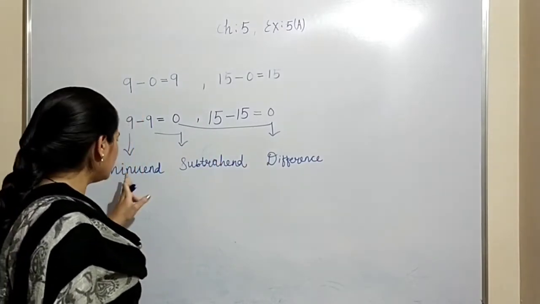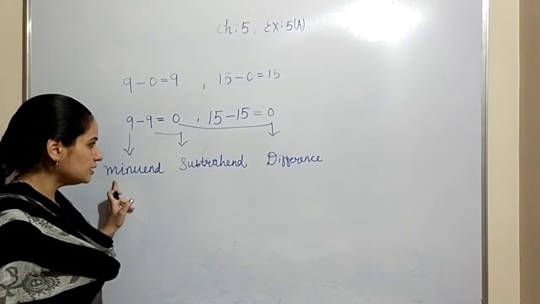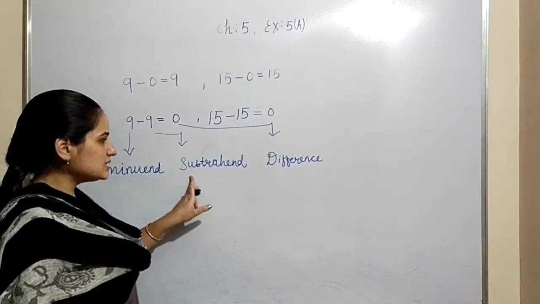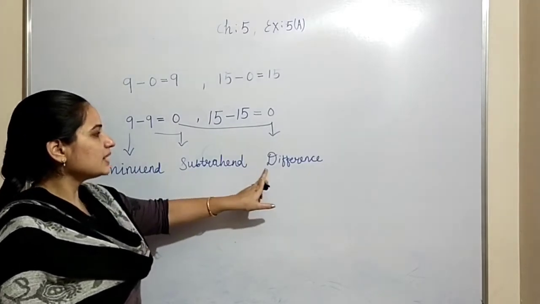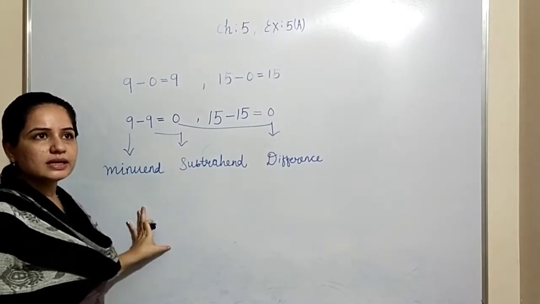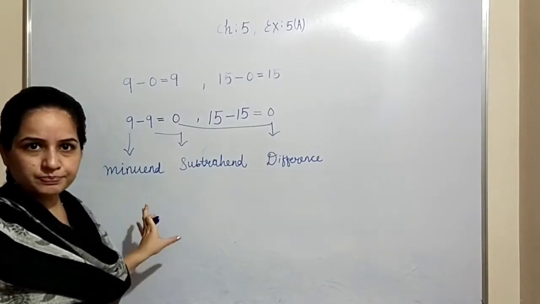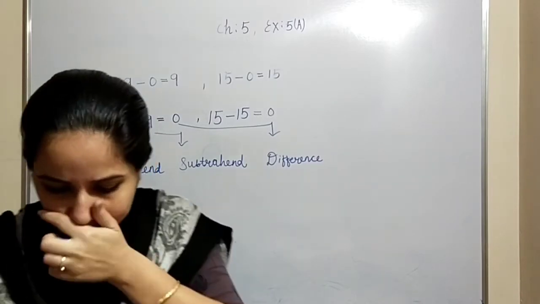The first number from which the second number is subtracted is called minuend. The second number which is subtracted from minuend is called subtrahend, and the answer is called difference. So these are the 3 terms related to subtraction that we have studied today.